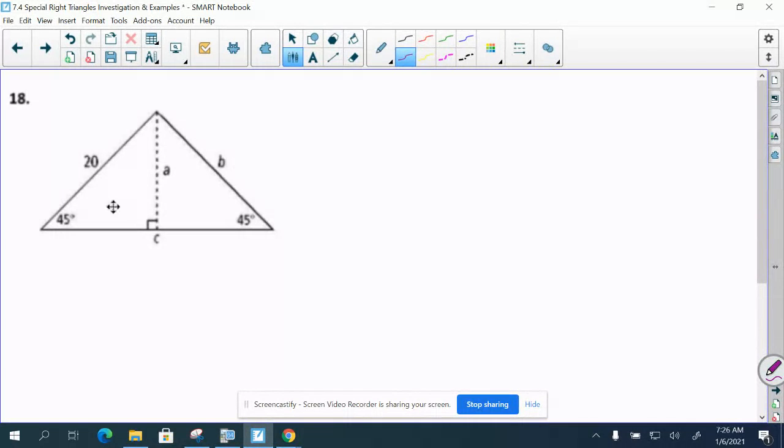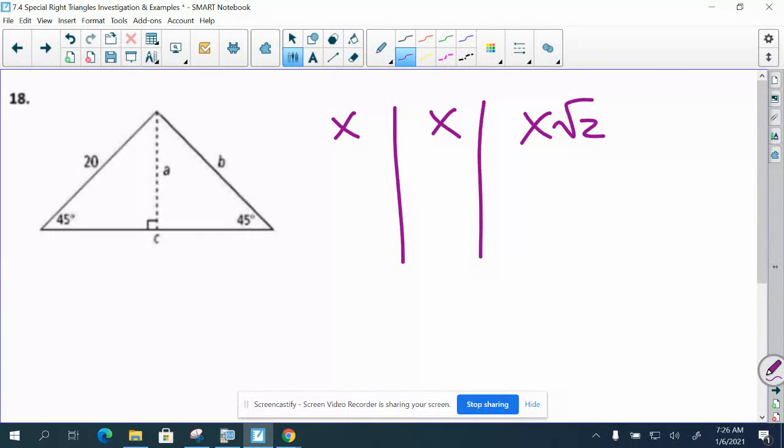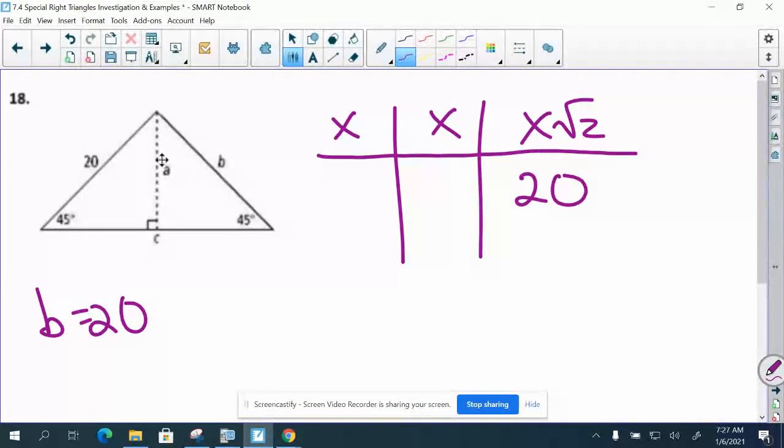All right, so here I'm going to set up a table because we've got two different, well, they're not different triangles, they're the same, but we've got x, x, x square root 2. All right, so we've got this 45, 45, 90 triangle, the hypotenuse is 20, which means that b is also going to be 20. So b is 20, and then to get a, which is one of your x's, we're going to do what we did for the first question and say that x square root 2 equals 20. So divide both sides by the square root of 2.